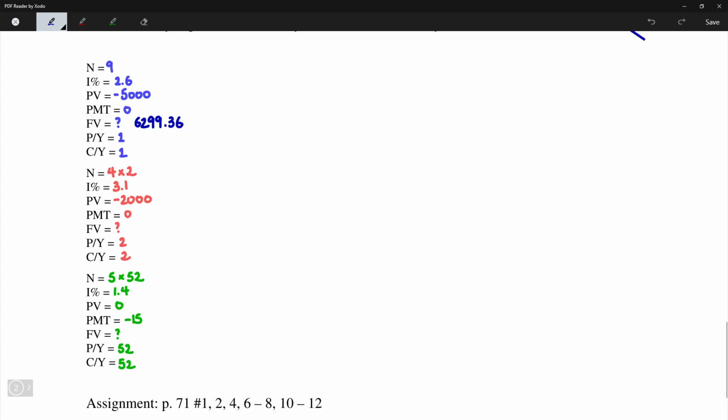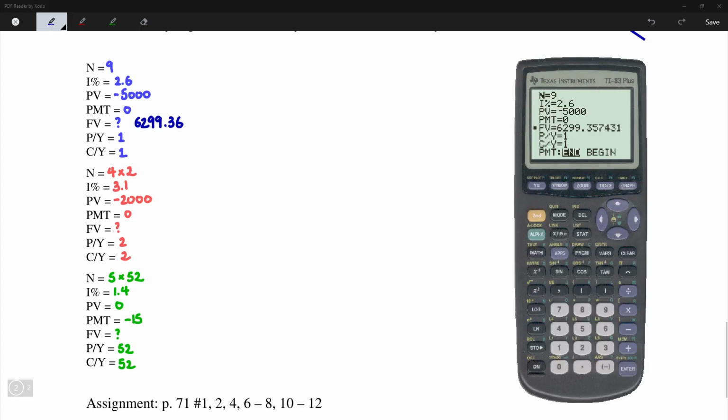And then we have the second part of the portfolio, the bonds part. So that will be 4 times 2. Let's put away for 8 half years. Interest rate of 3.1%. Negative 2,000 was the present value, and both the last two values are 2's. Let's go ahead and solve for the future value. That's going to be $2,261.88.